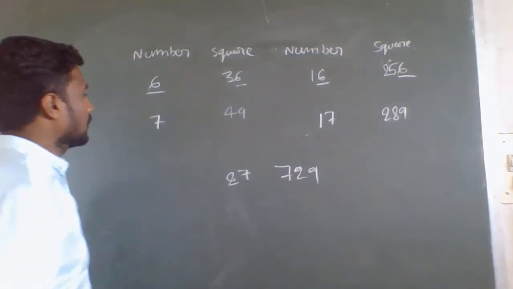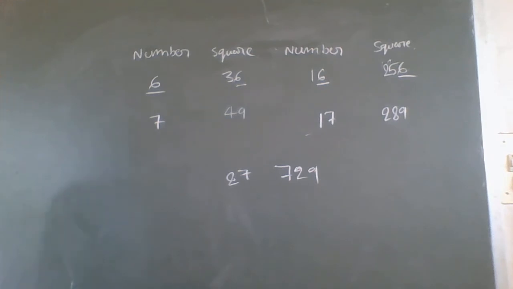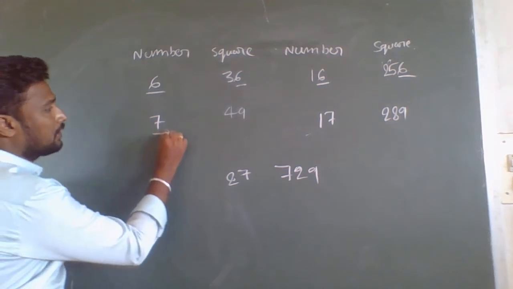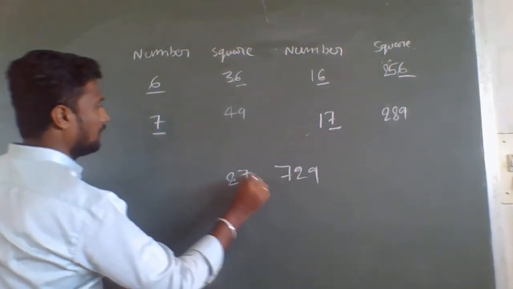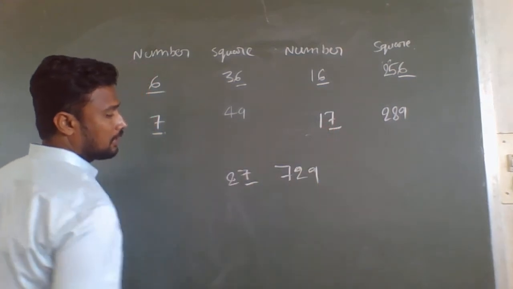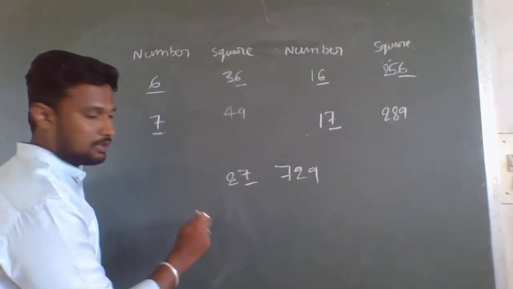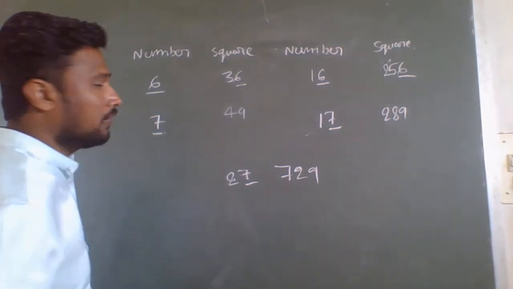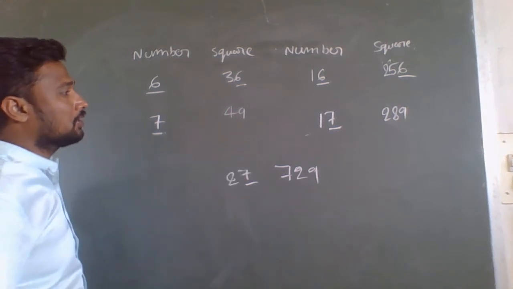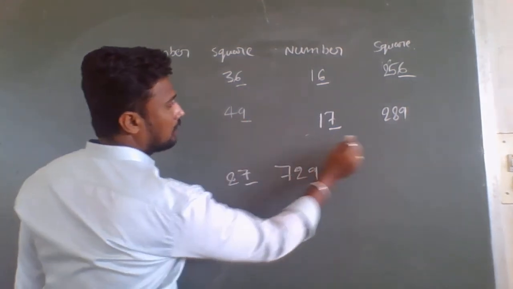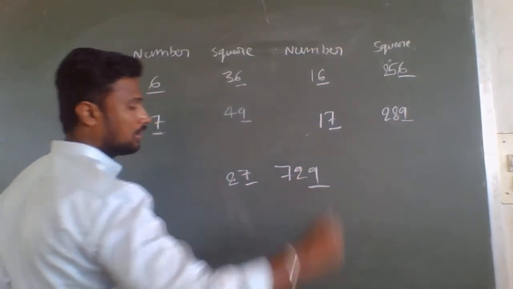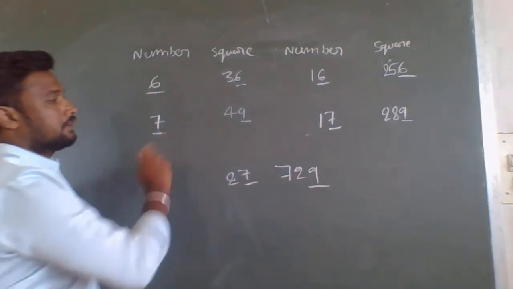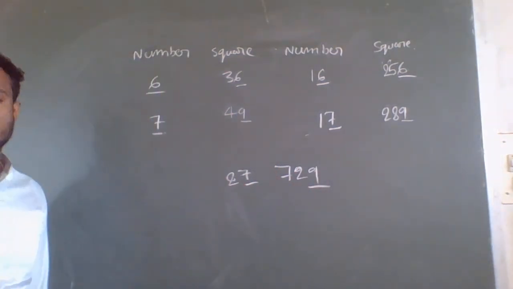729. So now again you can tell by observing this. When 7 is there at the unit place in any number, here 7 in 17, 7 in 27, 7 is there at the unit place. So when 7 is there at the unit place, always the square number ends with 9. See here, 49, 289, 729. Always the square number ends with 9 when 7 is there at the unit place.